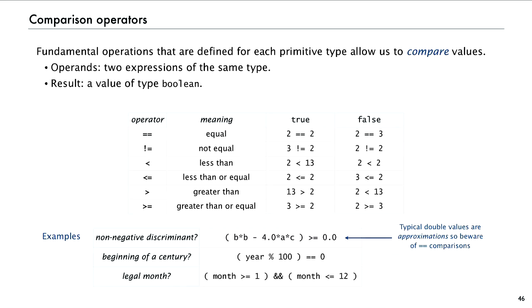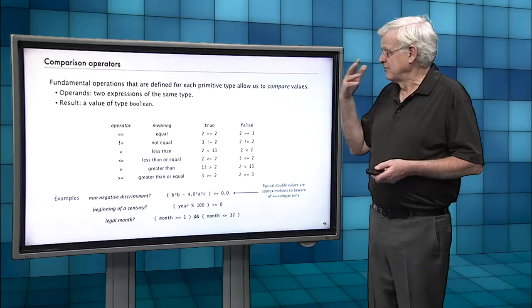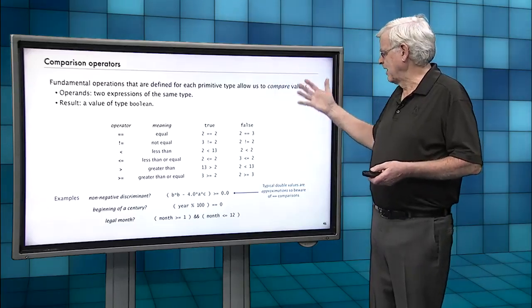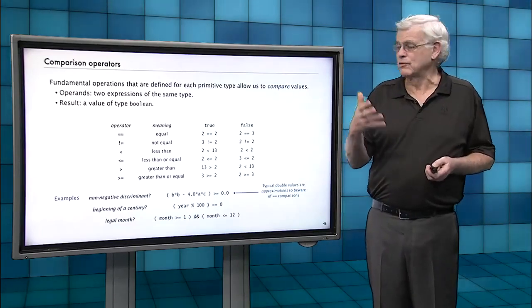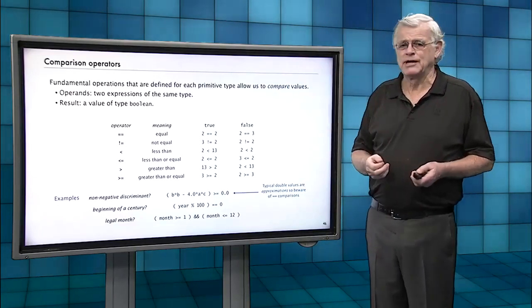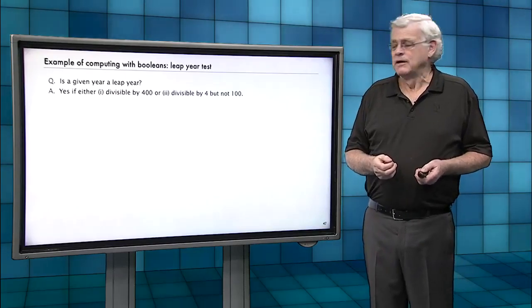Or you have a variable month that's between 1 and 12, and then you can say, okay, is it greater than or equal to 1 and less than or equal to 12, just to check that it's legal. So there are lots of times when we want to check the values of things and get a true or false result. That's what comparison operators do for us.